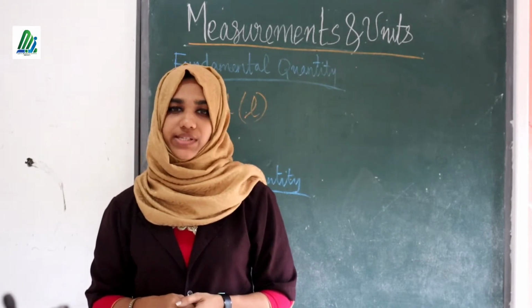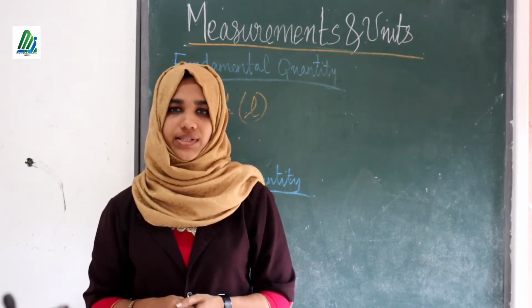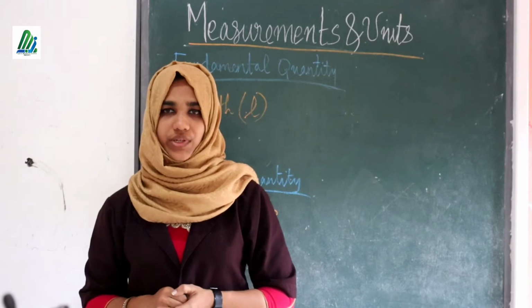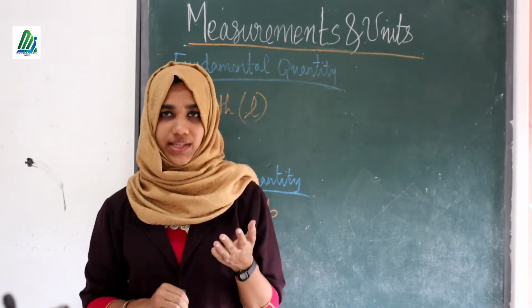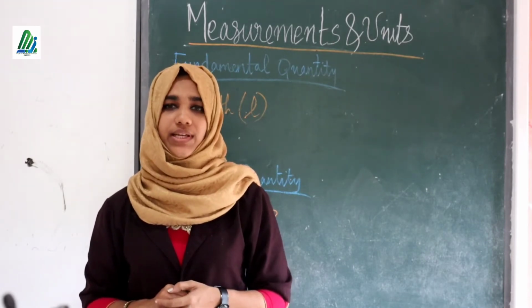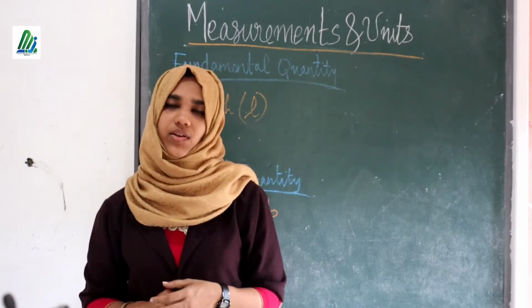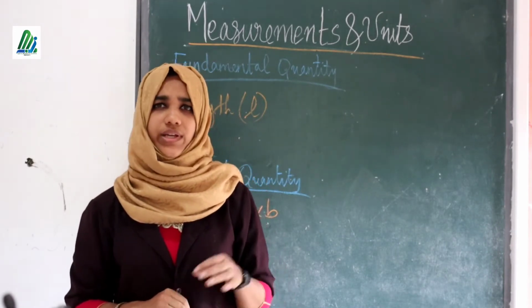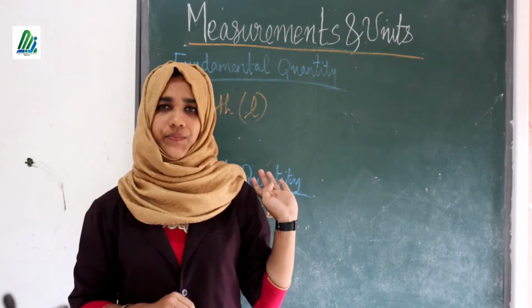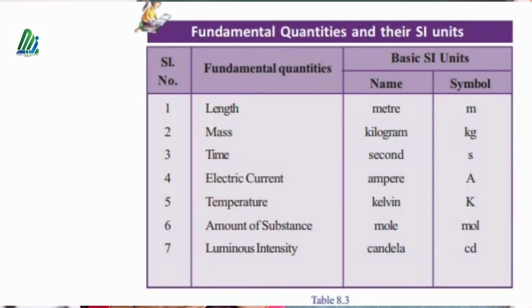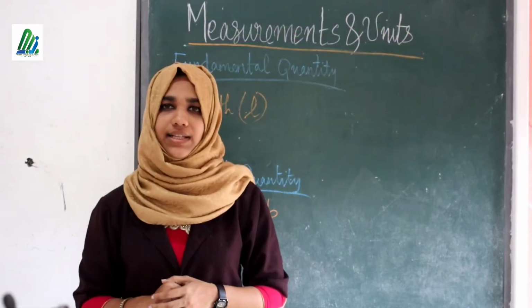The units of fundamental quantities are called fundamental units. The system based on fundamental units is the International System of Units, in short SI units. Length, mass, time, temperature, electric current, etc. are fundamental units. Look here, you can see a picture. This picture contains important fundamental quantities. You must go through it and learn it.